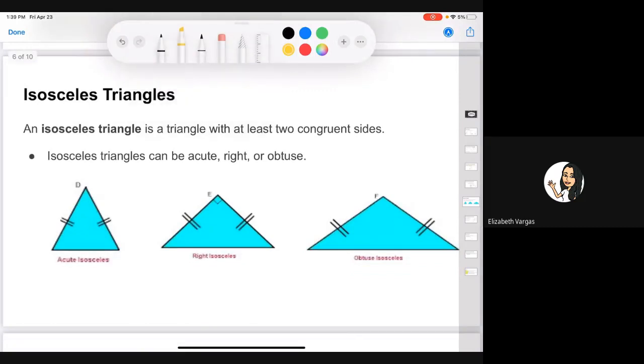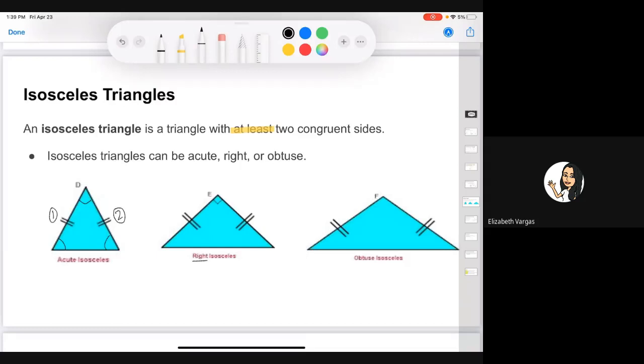Okay. Now we're going to look at isosceles triangles. An isosceles triangle is a triangle with at least 2 congruent sides. The key word here is at least, and we'll get into why that is. And isosceles triangles can be acute, right, or obtuse. So here we have an isosceles triangle. Two sides are congruent. And if it's acute, then all three angles are acute.